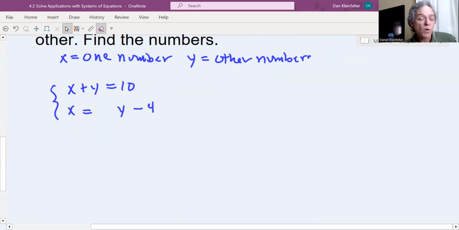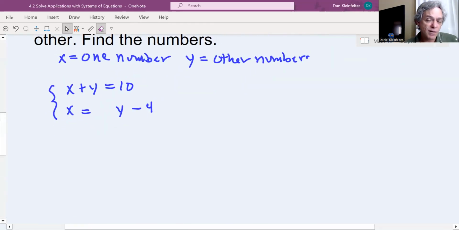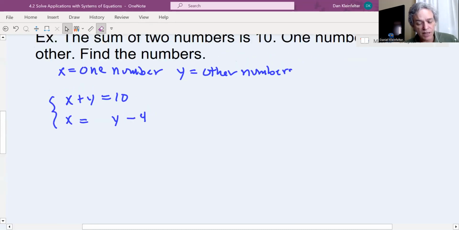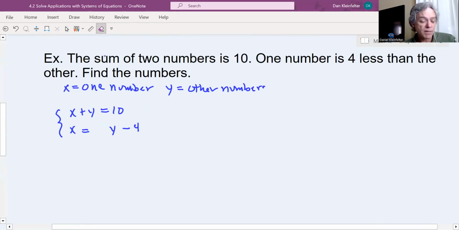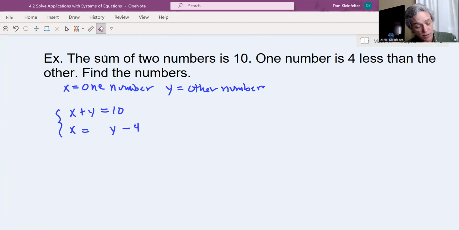as we have here. Once you have the system of equations and it makes sense to us, then we can go ahead and solve it. Luckily, this one is pretty good for substitution. So let's substitute the second equation into the first. So X, which is Y minus 4, plus Y equals 10. So we have 2Y equals 14, and that makes Y 7.